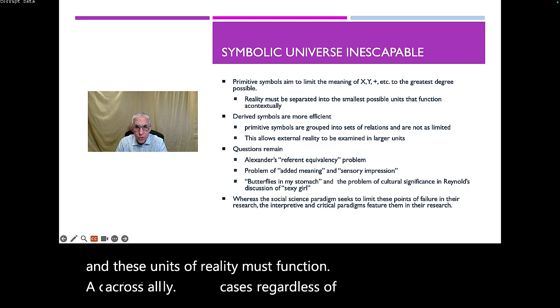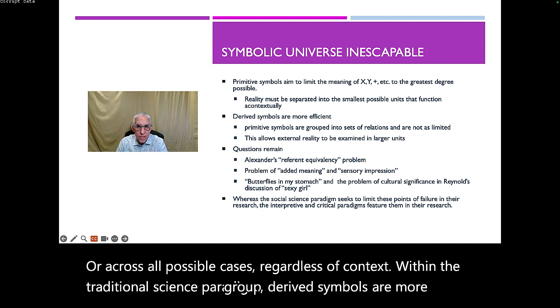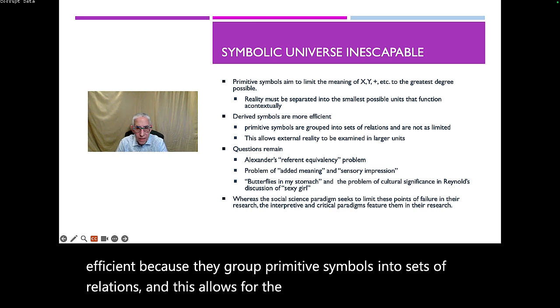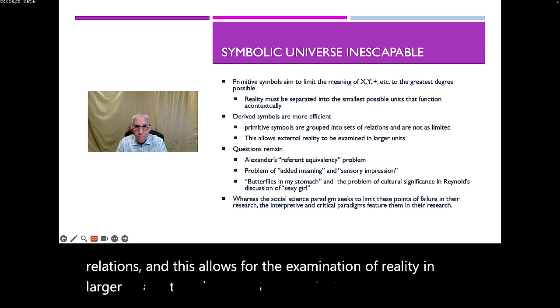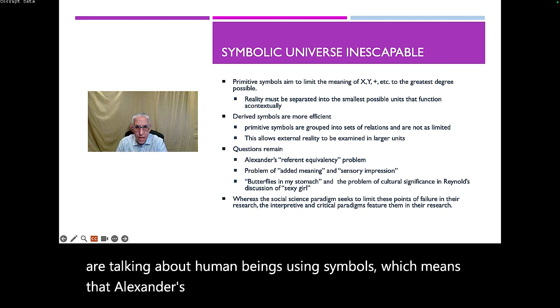Within the traditional science paradigm, derived symbols are more efficient because they group primitive symbols into sets of relations, and this allows for the examination of reality in larger units. This is, of course, an imperfect process because we are talking about human beings using symbols, which means that Alexander's problem of referent equivalency and the problem of added meaning, as noted by Reynolds, remains.